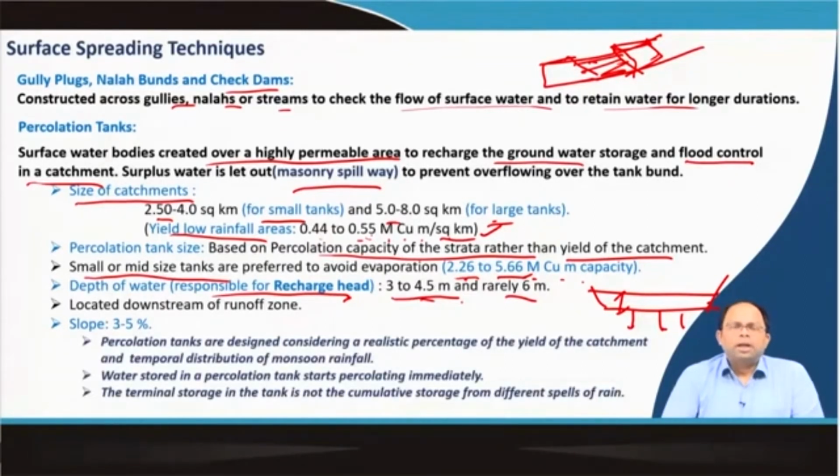So to summarize, percolation tanks are designed considering a realistic percentage of the yield of the catchment and temporal distribution of monsoon rainfall. So it's not the entire thing, a realistic percentage of the yield of the catchment is considered, and water stored in a percolation tank starts percolating immediately, and the terminal storage in the tank is not the cumulative storage from different spells of rain. So this has to be kept in mind, that we cannot just determine the total rainfall and determine the size of this tank, because percolation is also immediately happening.